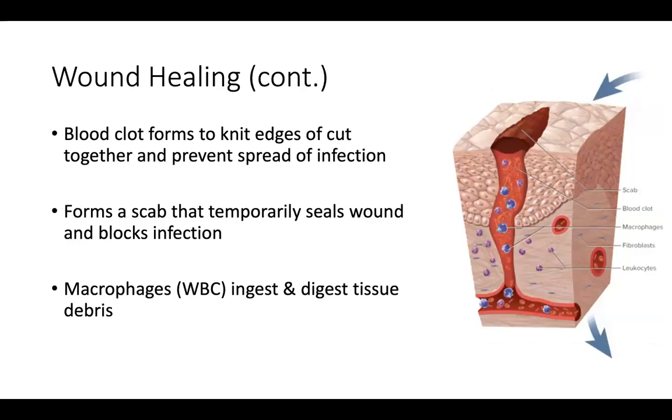Then the blood clot starts to form. So we don't want to keep bleeding. The idea behind the blood clot is to keep further blood loss from happening, right? So the blood clot is sort of knitting the edges of the wound together. So it's keeping any more blood loss from happening, as well as keeping any foreign invaders out, essentially. So it kind of has a twofold purpose. That's going to form the scab that you'll see on top of your skin.